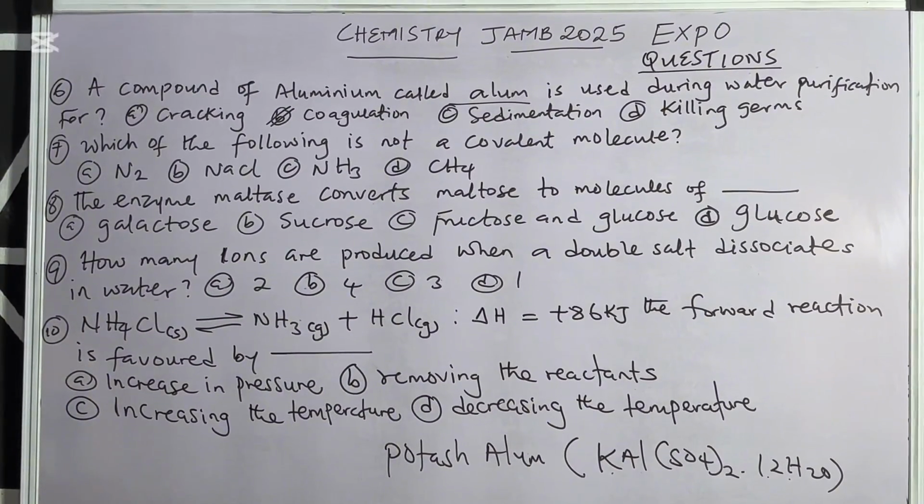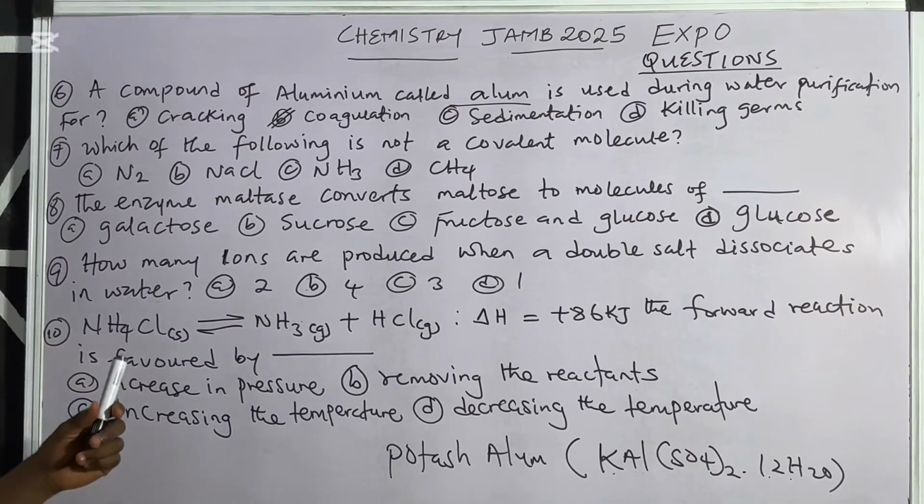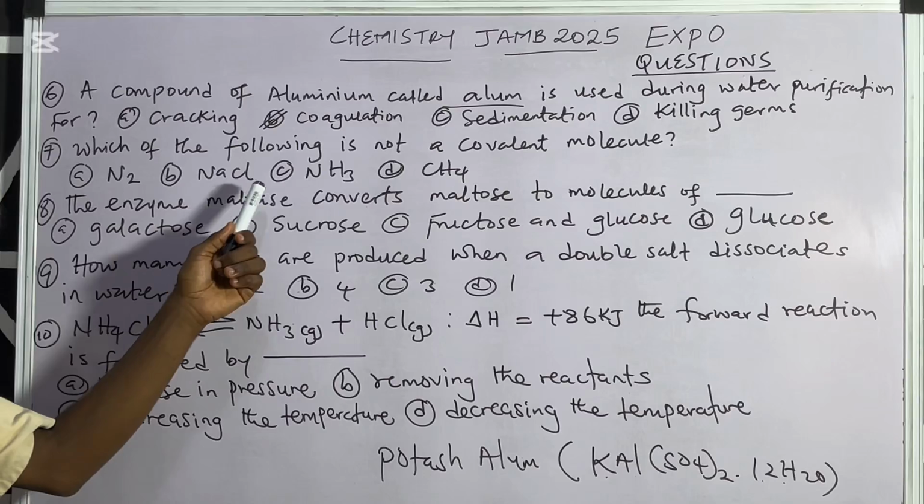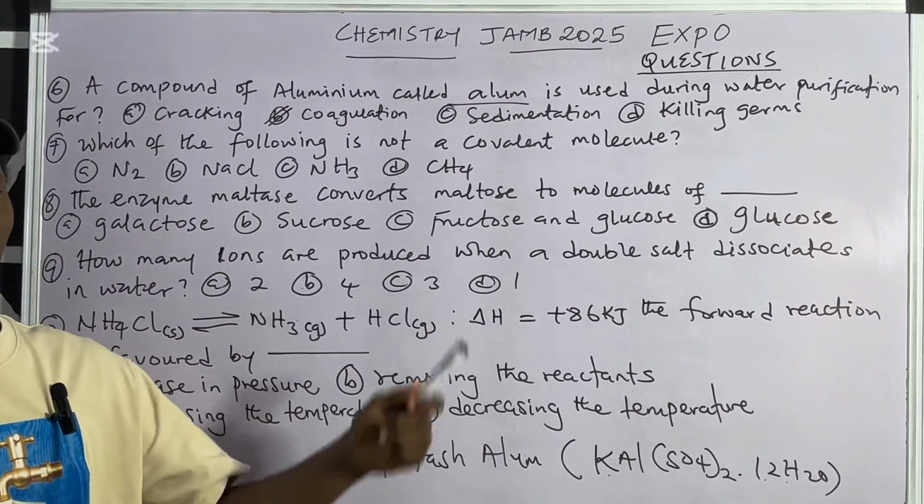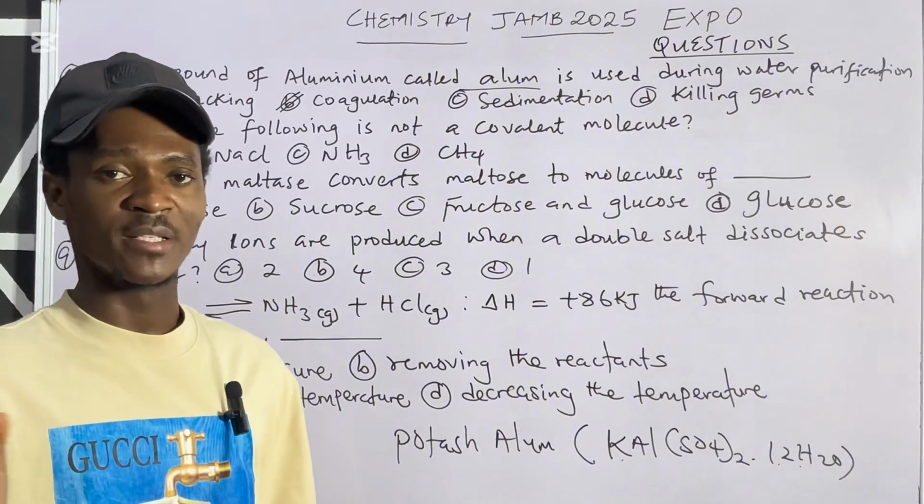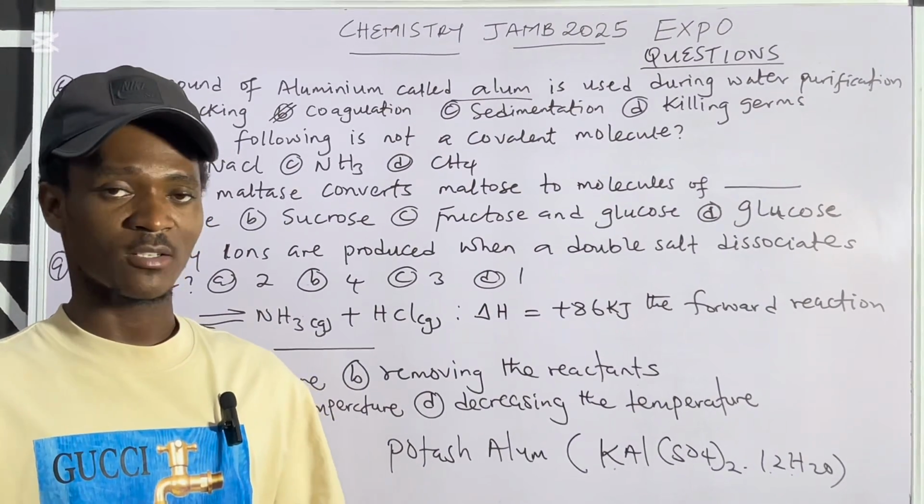So the next question, question 7. Which of the following is not a covalent molecule? A N2, B NaCl, C NH3, D CH4. How do you know covalent molecules? It's very easy. Now, when you have non-metals coexisting together, that's actually covalent.